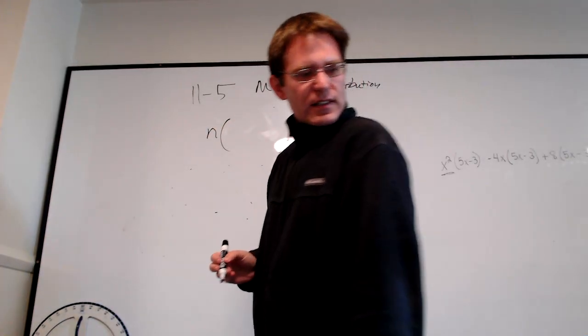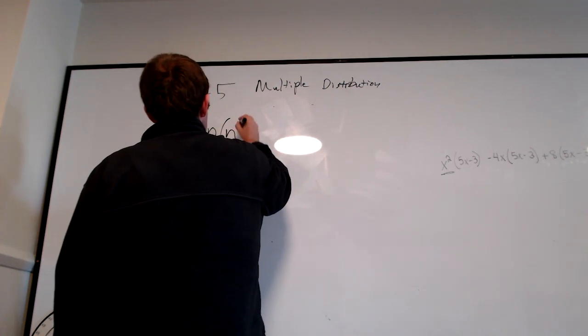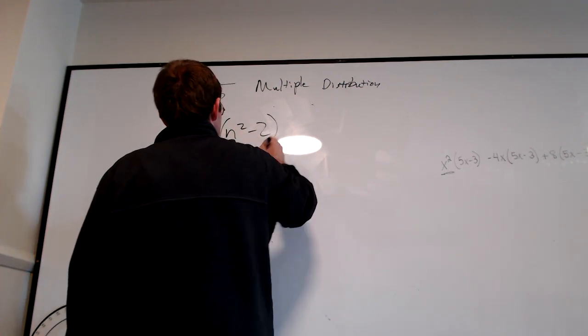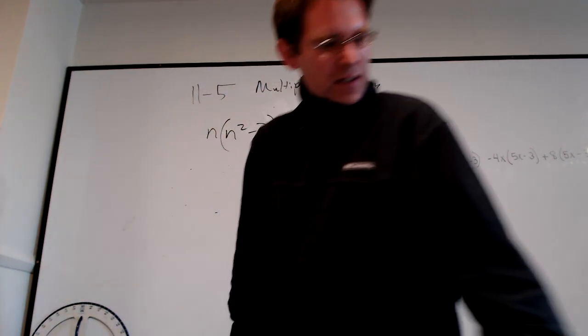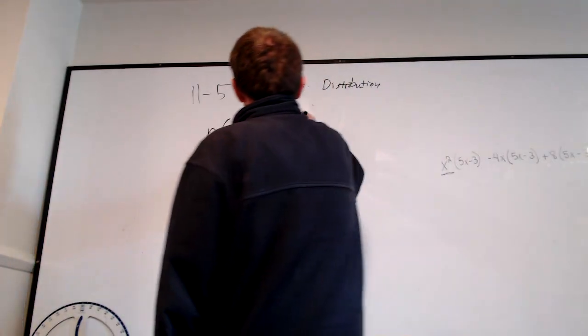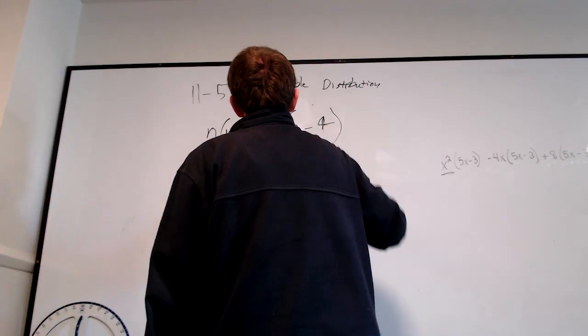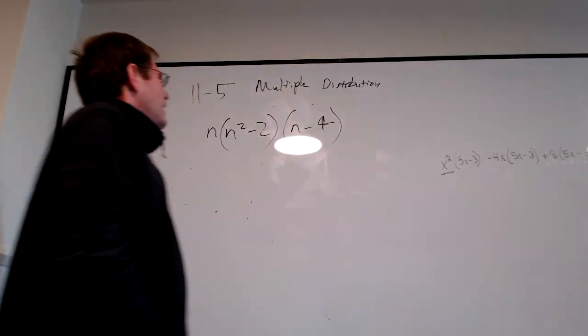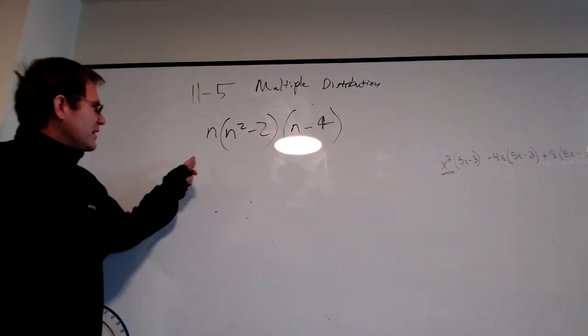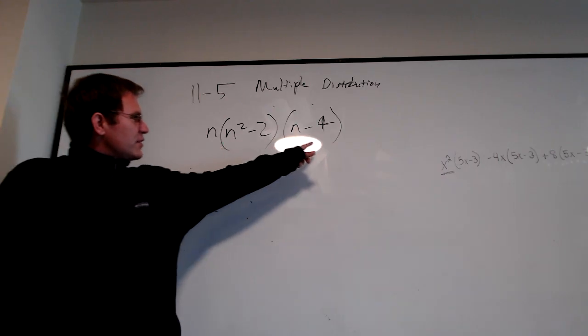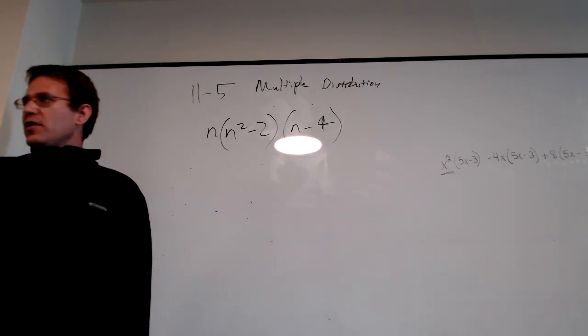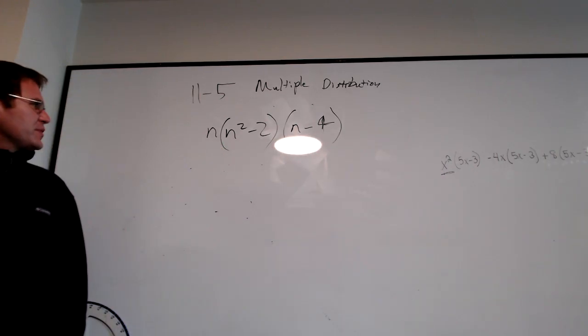Okay, now we're going to have n times n squared minus 2 times n minus 4. There we go. Okay, so in this situation, we actually have 3 of these, right? So there's a little bit more going on.